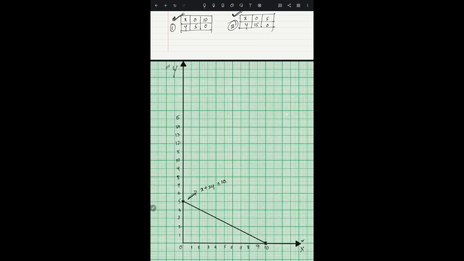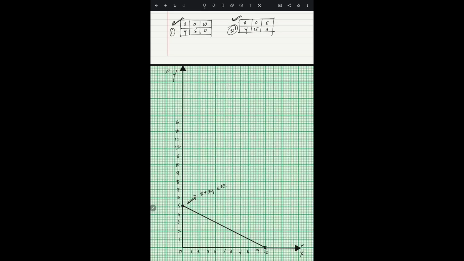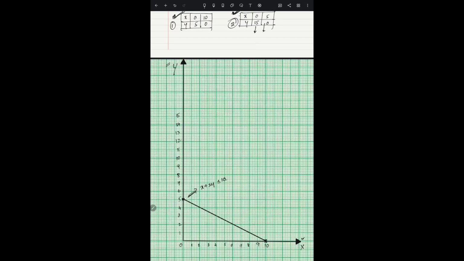So now let's plot the graph for the second constraint. We are having the coordinates as 0 comma 15 and 5 comma 0. So 0 comma 15 is 0 on the x-axis and 15 on the y-axis. So this is the point 0 comma 15, and the next point is 5 comma 0. So this is the point 5 comma 0. So now let's plot the line by joining these two points.